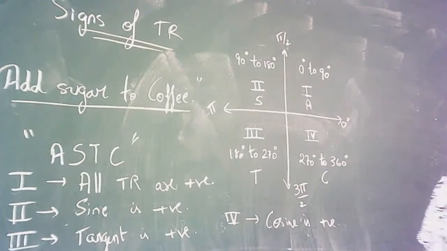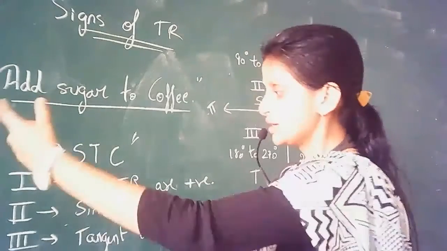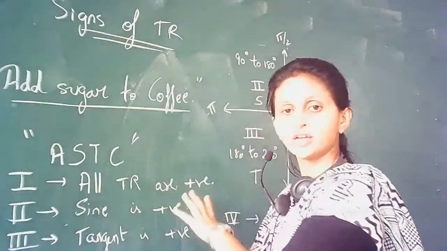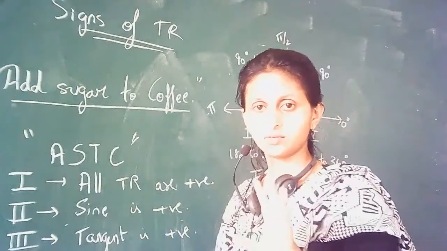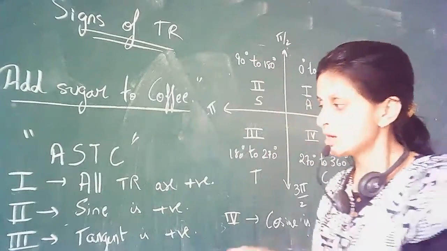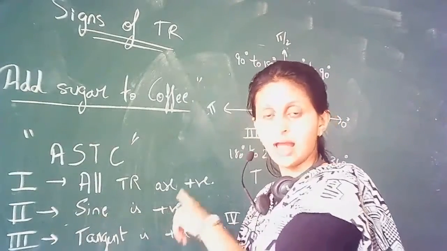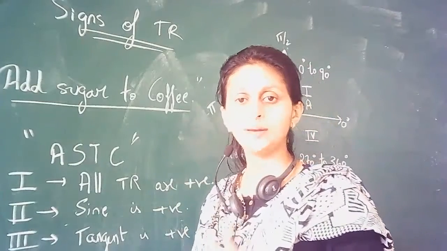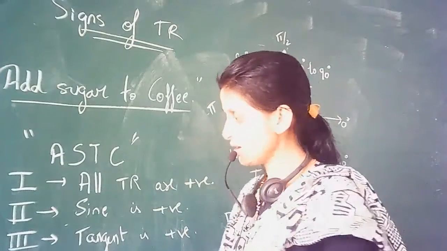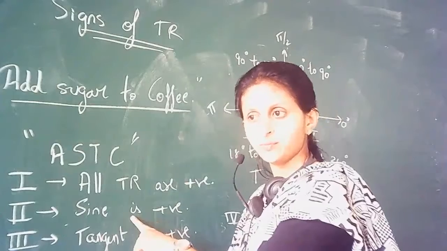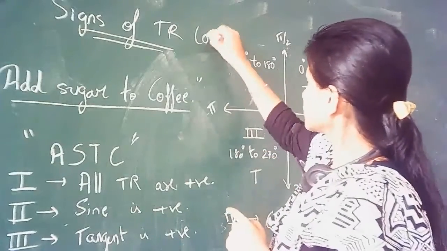Okay, very good. One more thing, students, here. See, in first quadrant, all trigonometric ratios are positive. It is easy. Coming to second quadrant, I told that sin is positive and remaining all trigonometric ratios will be negative. But here, if sin is positive, then cosec is what?